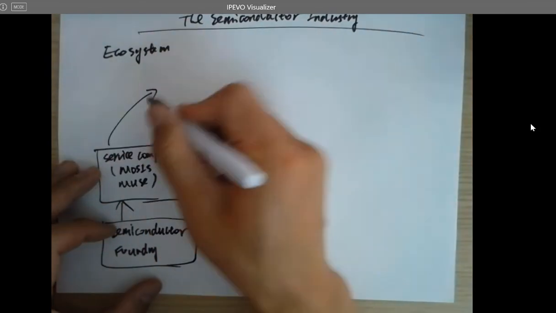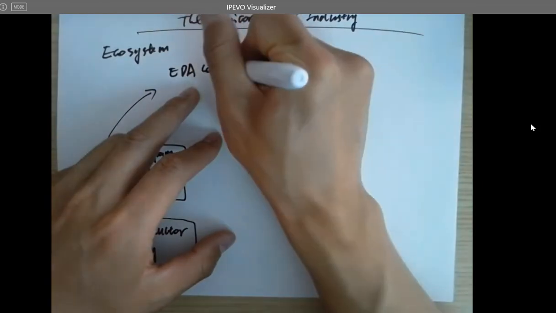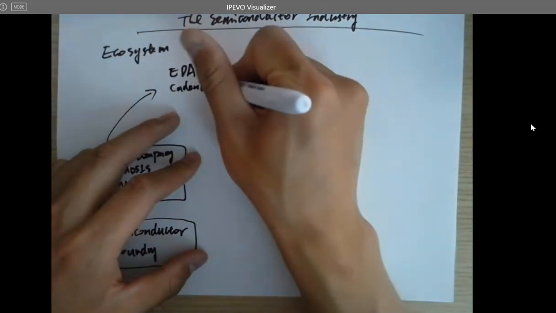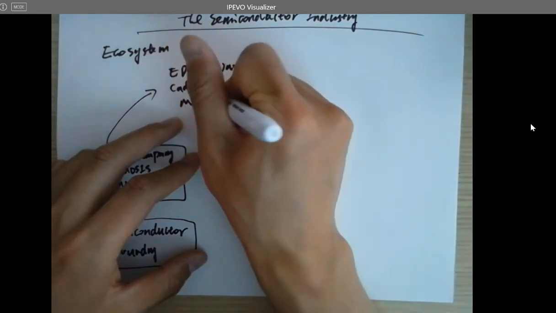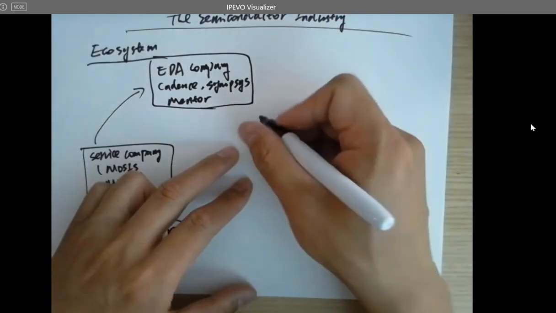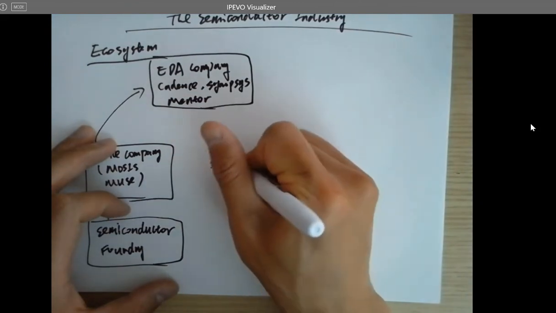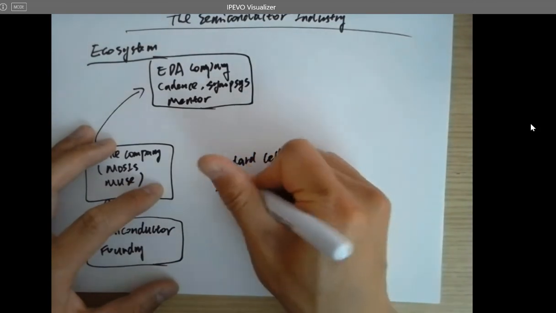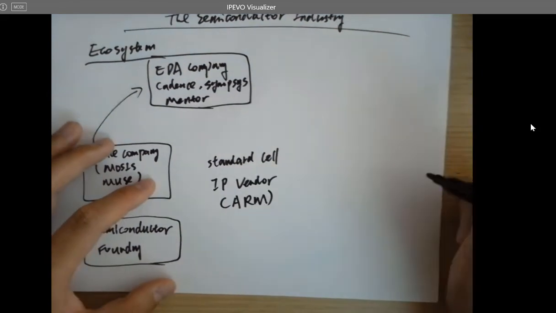And then the EDA companies: Cadence, Synopsys, Mentor, all these EDA design tools. And there's another one which is special, the standard cell IP vendor, like ARM. It's a British company.